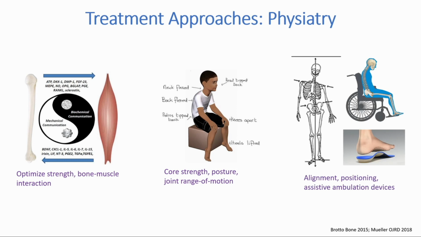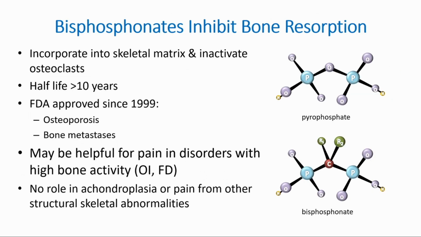Also, making sure that we're improving alignment as much as possible. I think leg length discrepancy is a common cause of pain because, as I mentioned, when the legs are unequal, it increases stress on the hips, the spine, the neck, all the way up through the entire body. Also, posture in wheelchairs and other assistive ambulation devices is really important to make sure we're optimizing function.